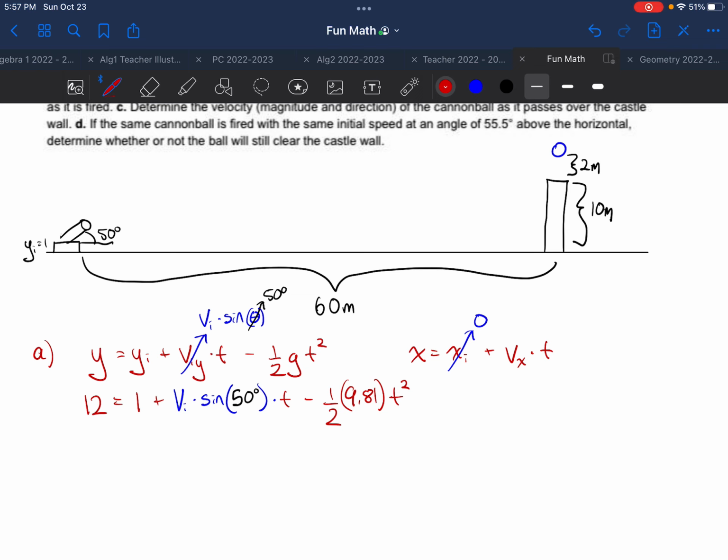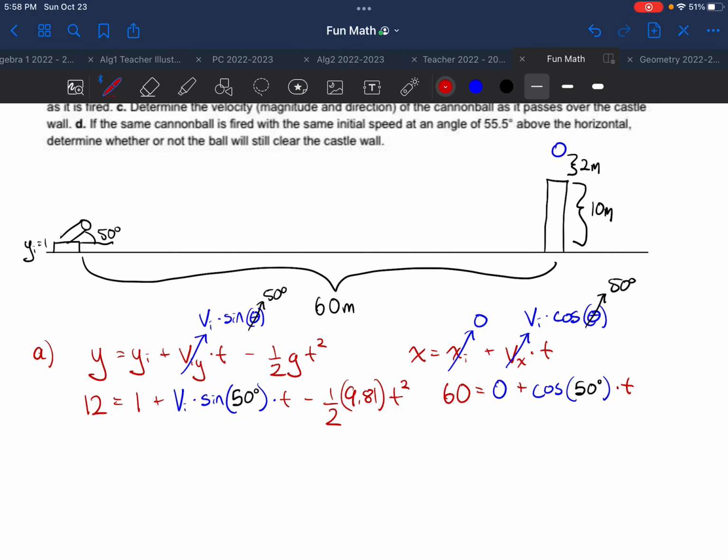Let's fill in all the information on the right. We know that we travel a total distance of 60 meters. So I'm going to say 60 is equal to 0, that I don't have to worry about, plus we don't know our velocity in the x direction. But again, like last time, it's our initial velocity times cosine of theta, and we know that theta is equal to 50 degrees. So this is plus cosine of 50 degrees, and don't forget that this is all being multiplied by t.